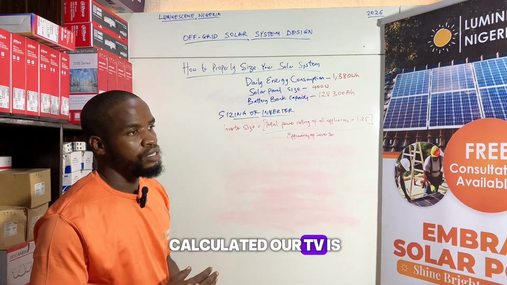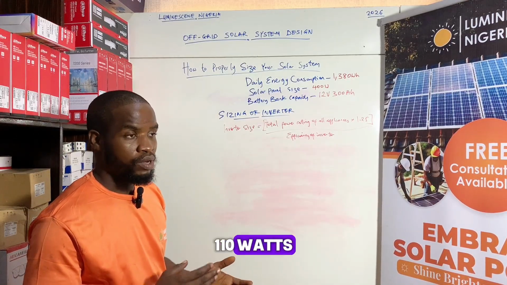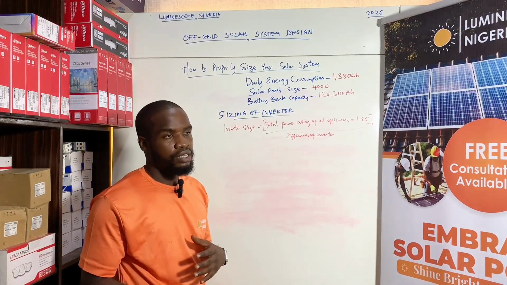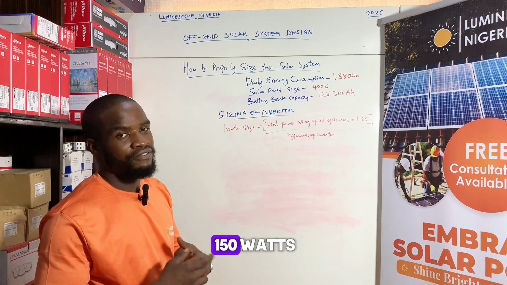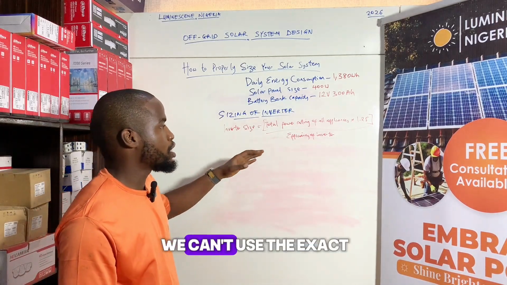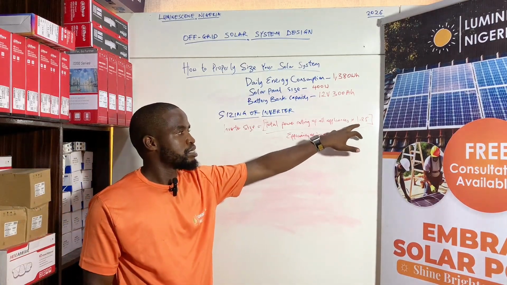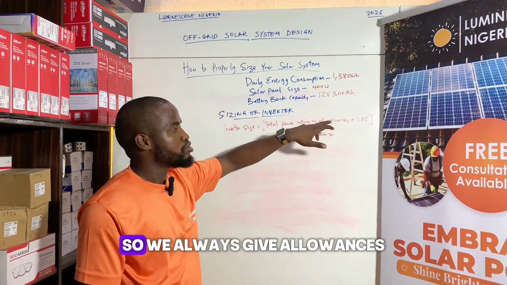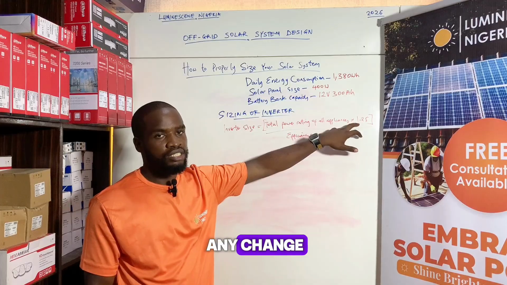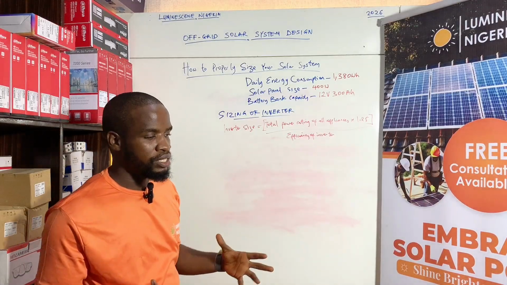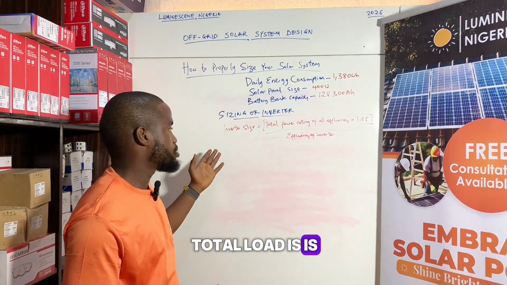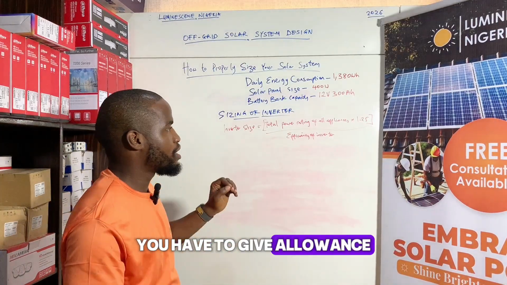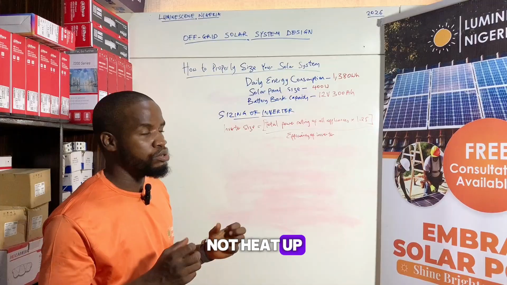our TV is weighing 110 watts, and probably something happens and we now say let us change our TV and go for one that is now weighing 150 watts. So you see that we can't use the exact power rating that we already got earlier. So we always give allowances just in case there's any change, and also for the inverter to breathe. So let's say your total load is say 250 watts. You can't give it 250 watts. You have to give allowance so that the component in the inverter will not heat up.